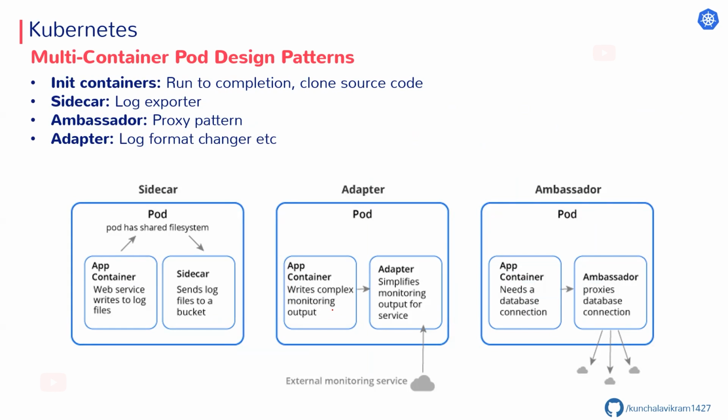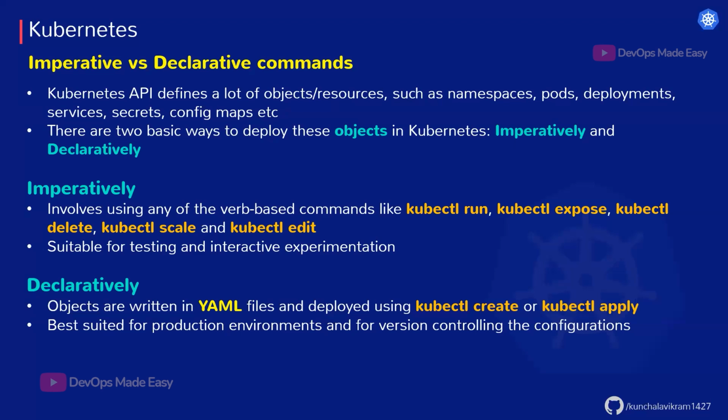So multi-container pod design. There are a lot of patterns that we can follow while using the multi-container pattern, whenever we try to put an extra container within the pod. There are patterns like init container pattern, sidecar pattern, ambassador pattern, adapter pattern. All of them look like they do the same thing, but they have a different purpose. We will see them later. We won't talk about that now.